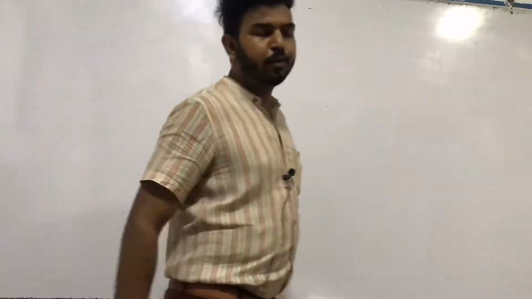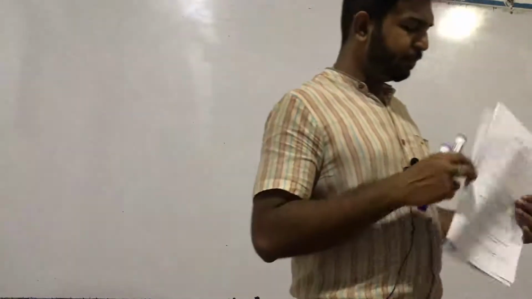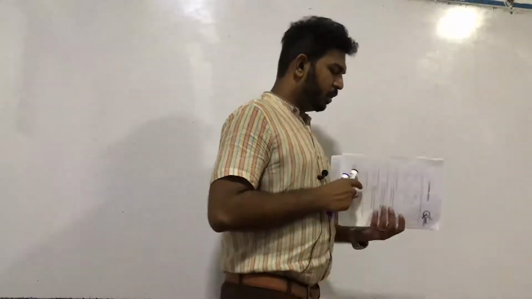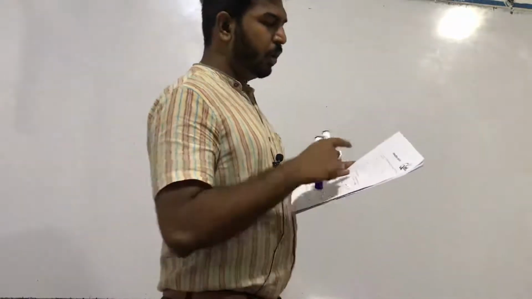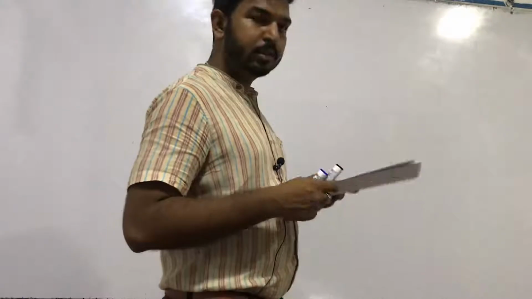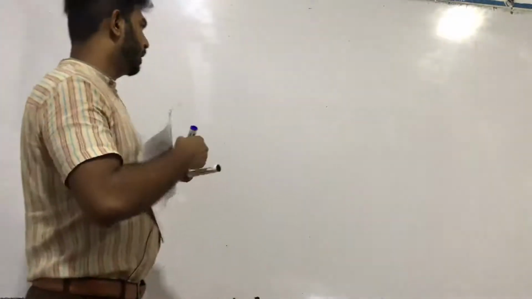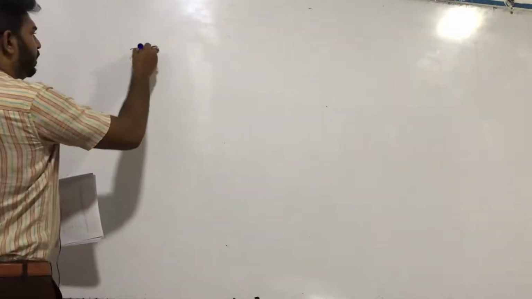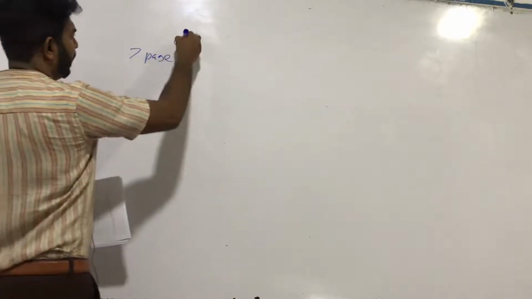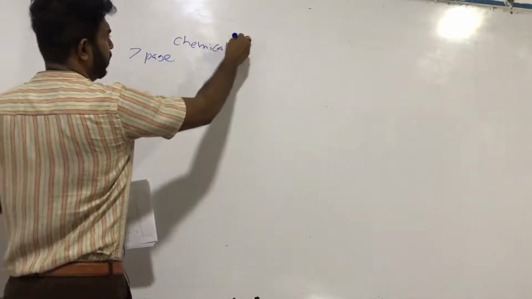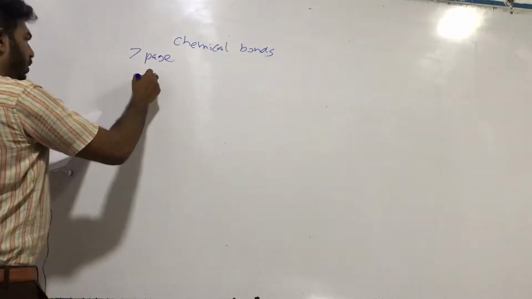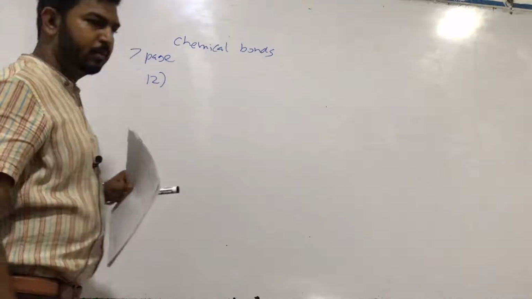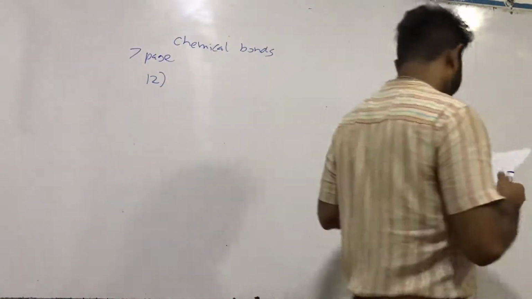So then let's try to draw some structures before completing the tube. There's a tube inside your tube, chemical bonds. Turn to page 7 and question number 12. Page 7 of the chemical bonds tube. That means these are the questions, and question number is 12.